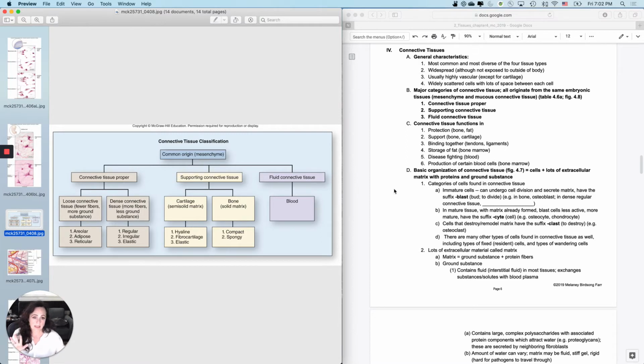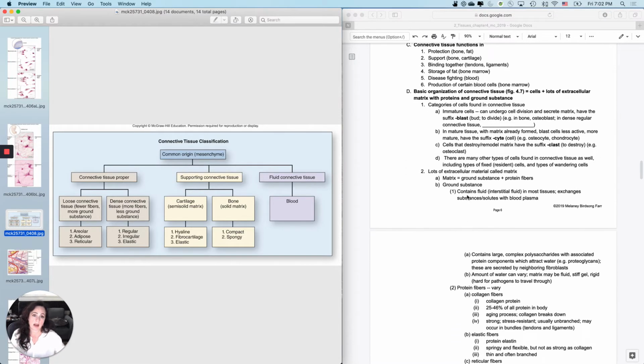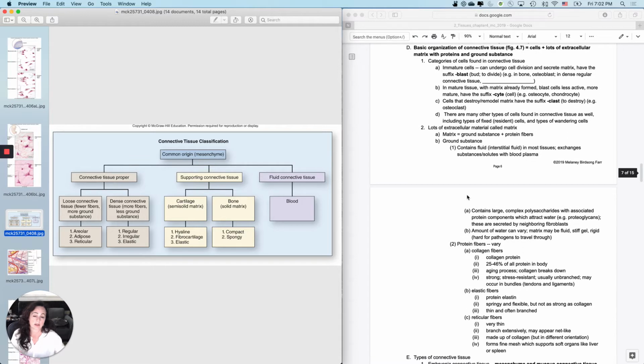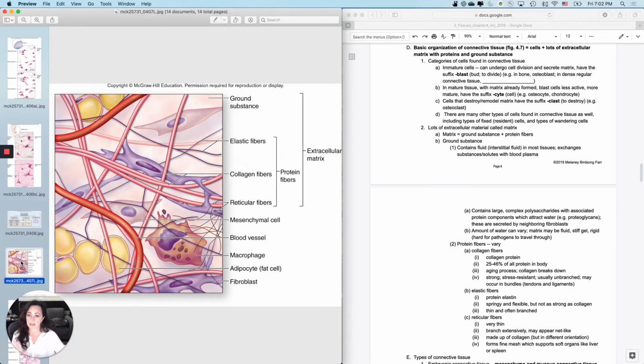Okay, so that's the intro to connective tissues. Now, I'm just going to take a few minutes and talk about the basic organization of connective tissues. So what do connective tissues really have? What they have is cells, but then they also have stuff in the tissue that is not cells. So let's just look at a characteristic. This is like a cartoon of a connective tissue.